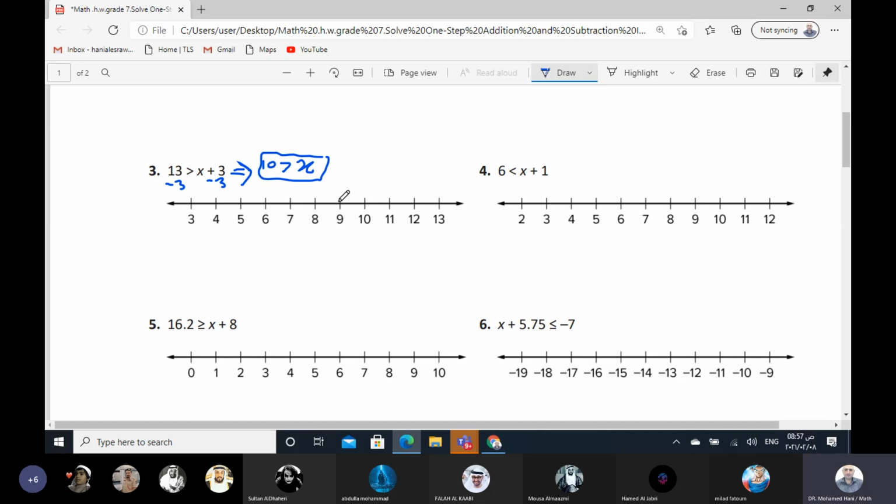The sign doesn't have equal, so draw an unshaded circle. x less than means the values less than 10. So the arrow here to the minus infinity. This is the area of the solution.